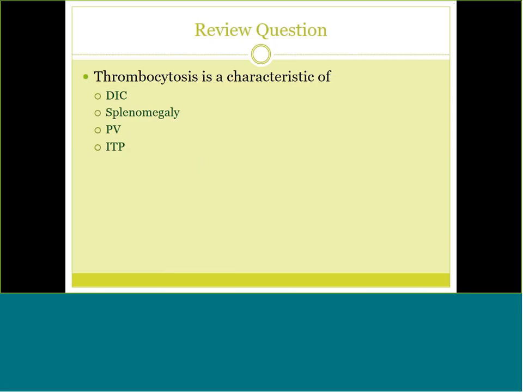Thrombocytosis is a characteristic of, and this answer would be PV, polycythemia vera. Remember, in polycythemia vera, every cell line is up. Everything is increased.